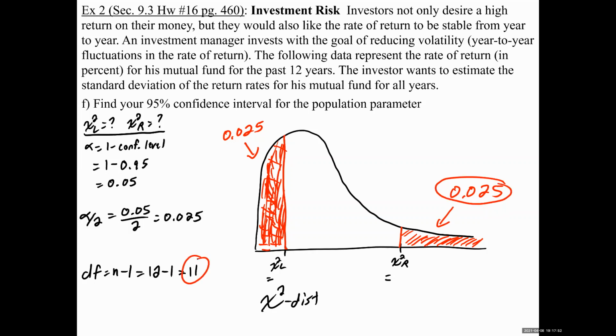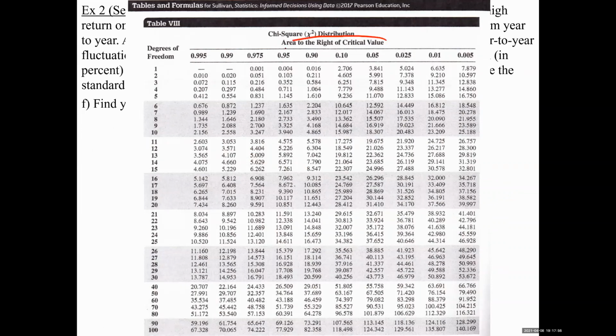Degrees of freedom 11. Let's go to the chi-square table. Area to the right, 0.025. Degrees of freedom 11. And we got that 21.920 for that one.